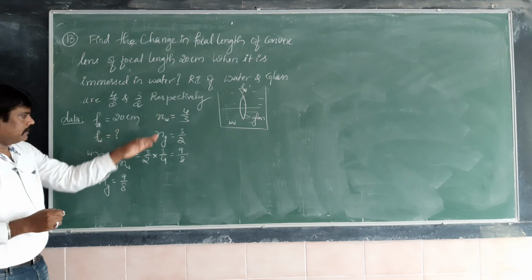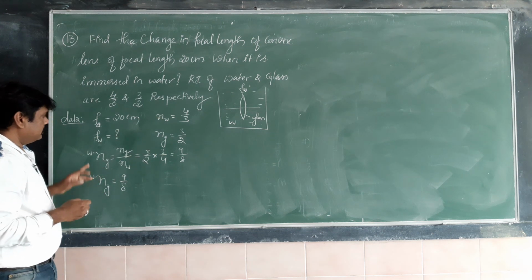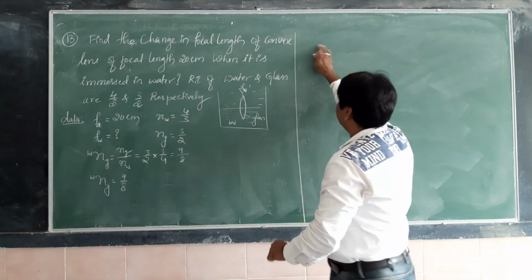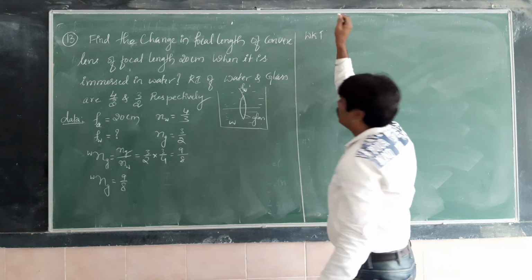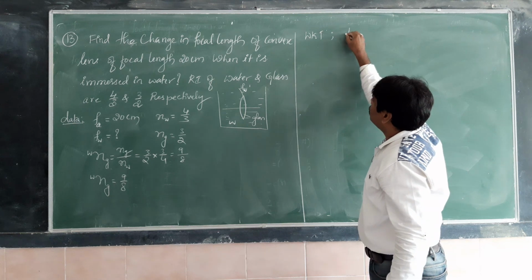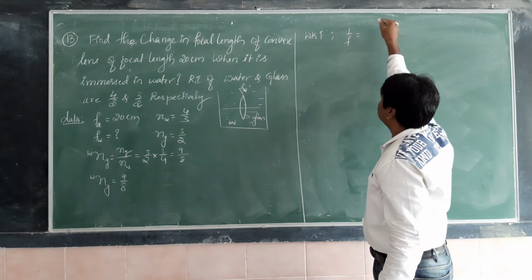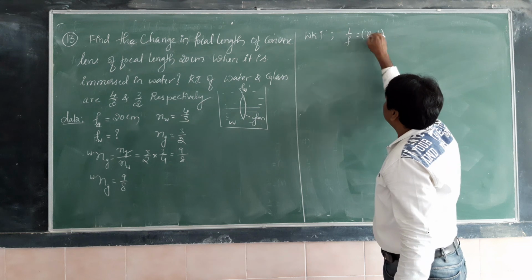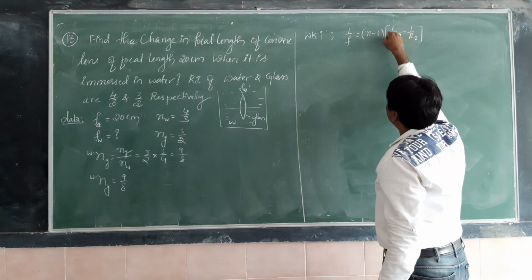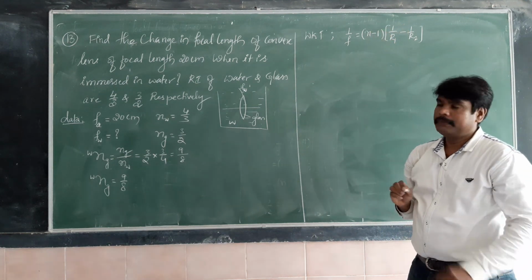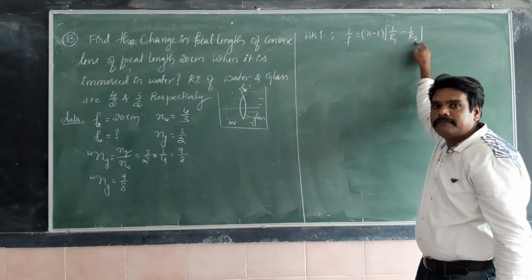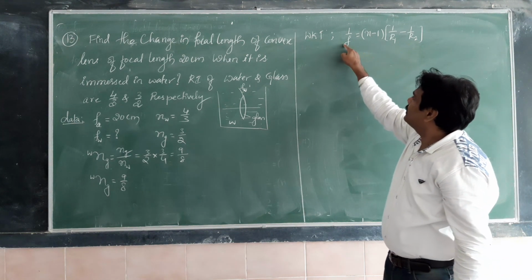I am using these values while simplifying the focal length of the lens when it is immersed in water. We know that Lensmaker's formula says that reciprocal of focal length is equal to n minus 1 into 1 by R1 minus 1 by R2. This is what we call Lensmaker's formula. In this Lensmaker's formula, R1 and R2 are the radius of curvature for first and second surfaces. F is the focal length.